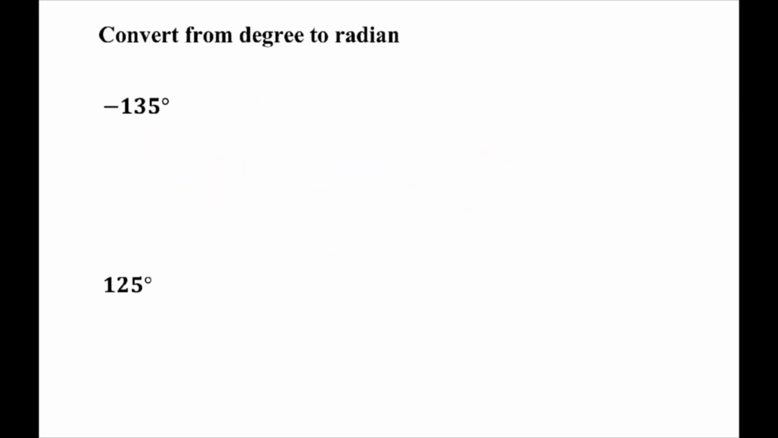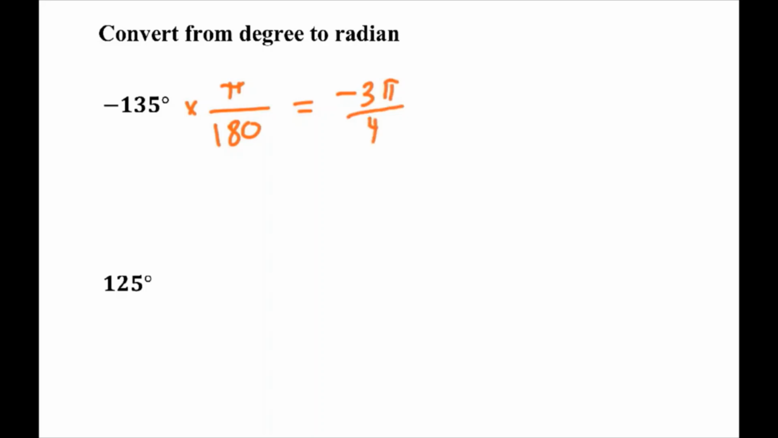Now in this question, I want you to convert from degrees to radians. So I do have negative 135 degrees. I'm going to multiply by pi over 180. The final answer is going to be negative 3 pi over 4. Now what about 125? Again, I'm going to multiply by pi over 180, and the answer will be 25 pi over 36.